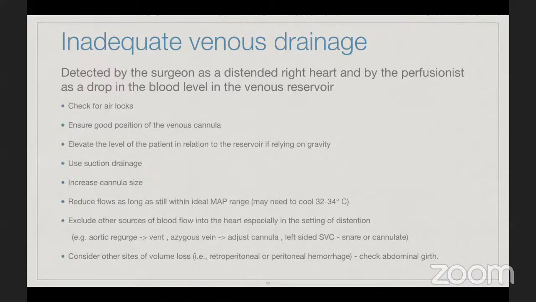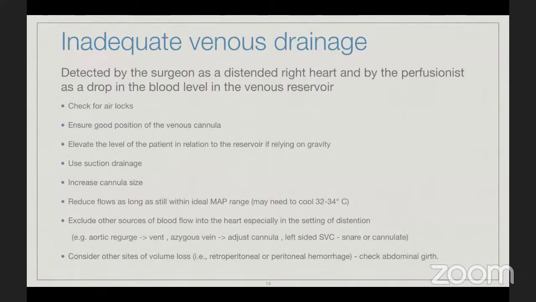Okay, so in case of inadequate venous drainage, it's mostly detected by the surgeon if there is distension in the RV, and by the perfusionist, as mentioned, who will alert you there is a drop in the blood level in the venous reservoir. Mostly, you need to check for airlocks, ensure a good position of the venous cannula, and elevate the level of the patient in relation to the reservoir if you are relying on gravity. You may add suction drainage as vacuum, or upsize the cannula if it's improper. And you may reduce your flow as long as it's still within the ideal MAP range.